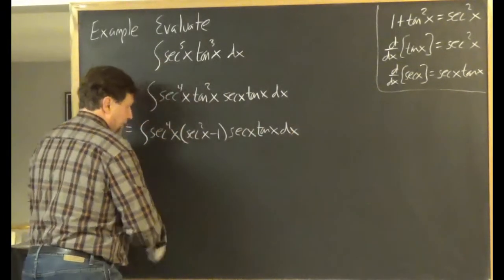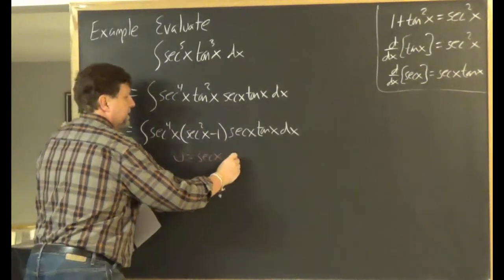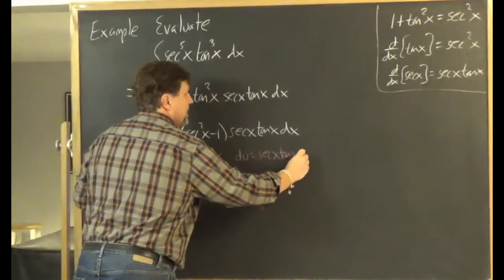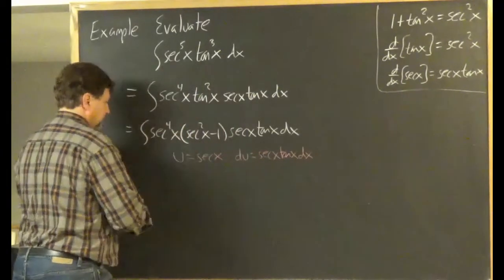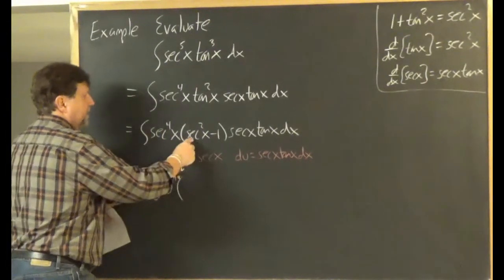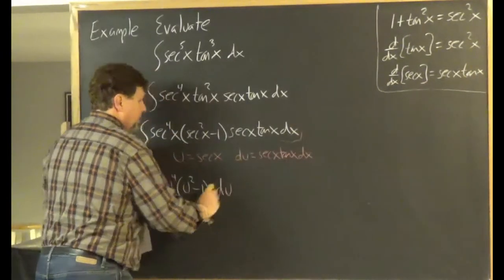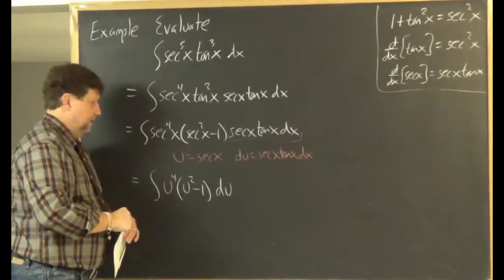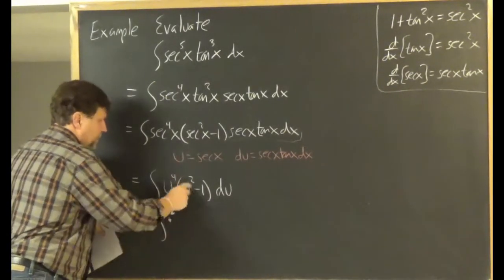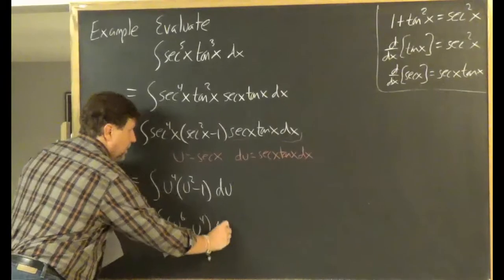So now when I do that u substitution, when I let u equal secant x, du is secant x tangent x dx. When I substitute in, I have a u to the fourth, here's u squared minus 1, and there's du. That's pretty friendly. I would distribute the u to the fourth to get u to the sixth minus u to the fourth du.